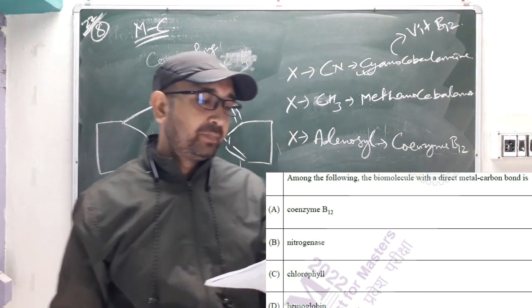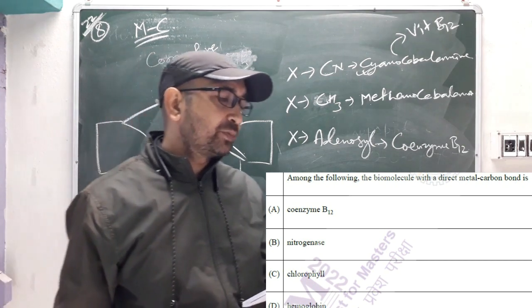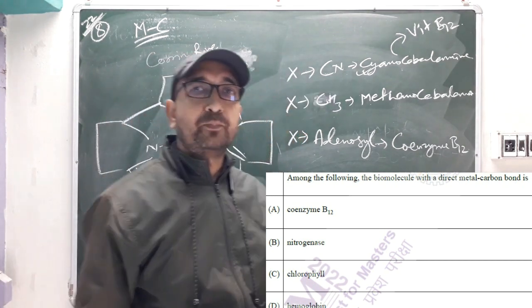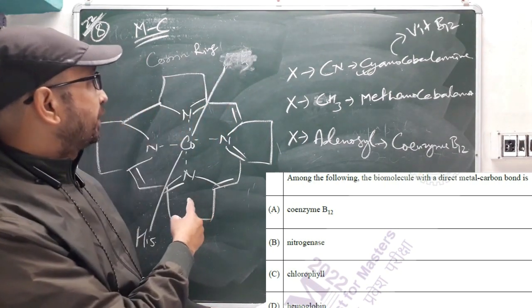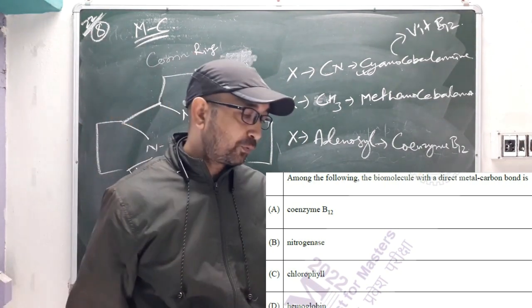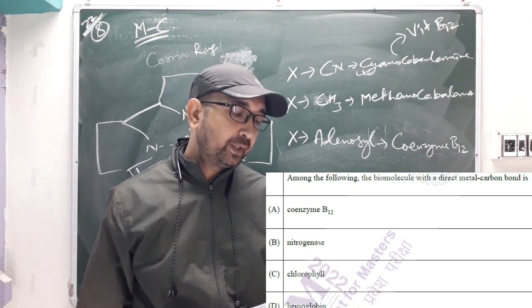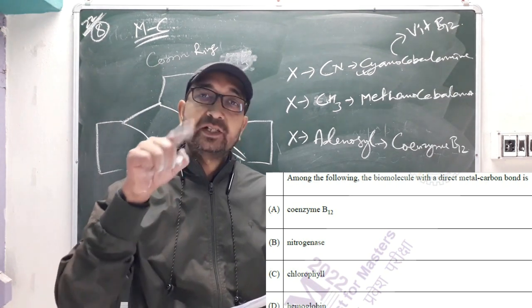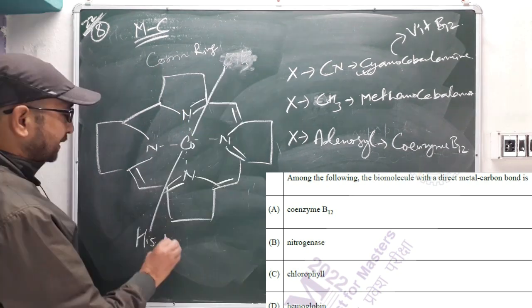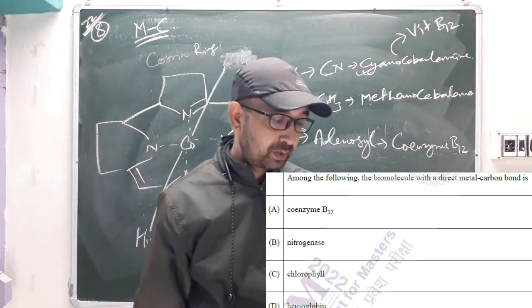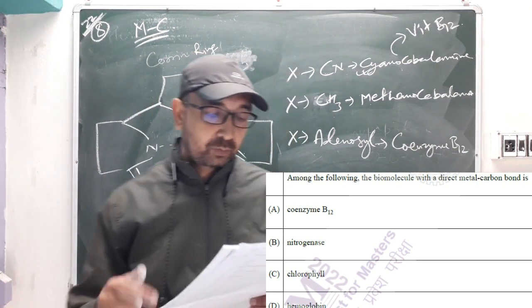Coenzyme B12, okay. Nitrogenase will have molybdenum in the center. Chlorophyll, we already know that it has a porphyrin-like ring. This is a corrin ring. For chlorophyll it will have a chlorin ring, and in the chlorin ring we know that for chlorophyll the center is magnesium. The metal is connecting with nitrogen, not with carbon. So there won't be any metal-carbon bond in chlorophyll also.